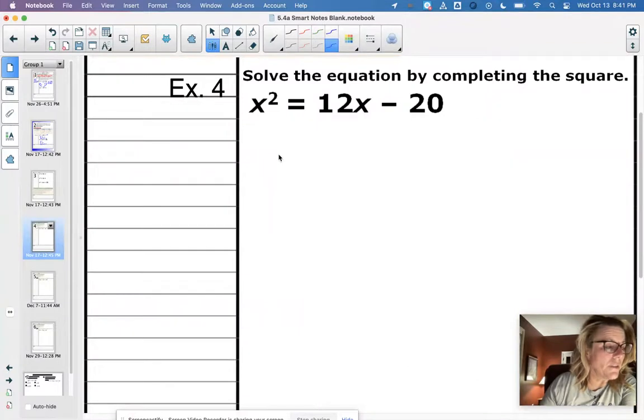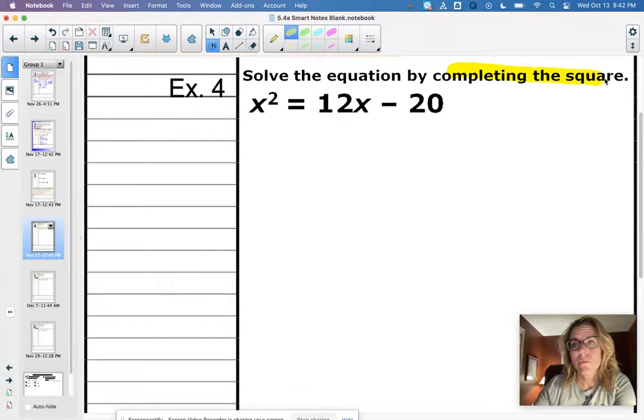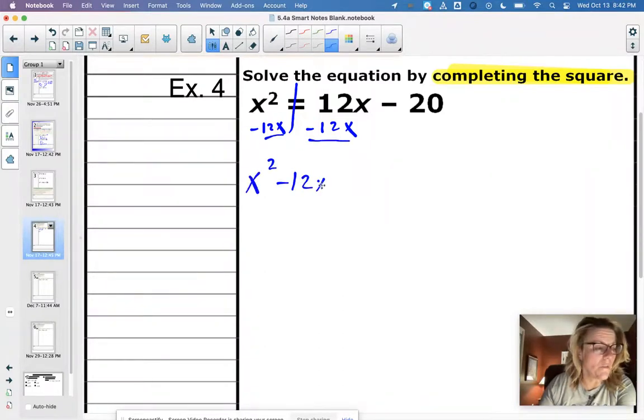So number one, step is we're going to collect the variable terms on one side of the equation and the constants on the other. So this is different than factoring. Remember, on factoring, we would have moved the 12x and the 20 over to the left side and set everything equal to 0. Here, we're going to move all the variables over to one side. So that's going to give us x squared minus 12x, and I'm leaving a plus and a space, and negative 20 on the other side.